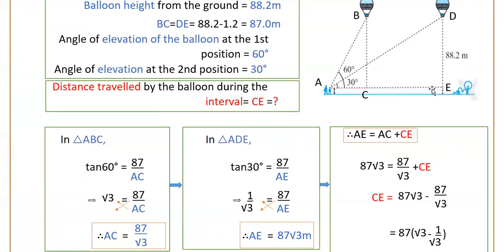Here we have to find the CE value. AC we know and AE value we know, so we have to find CE. AE we can write as AC plus CE. Therefore, AE is equal to AC plus CE. So AE value, 87 root 3, is equal to 87 by root 3 plus CE. CE is equal to 87 root 3 minus 87 by root 3, that is equal to 87 into root 3 minus 1 by root 3.